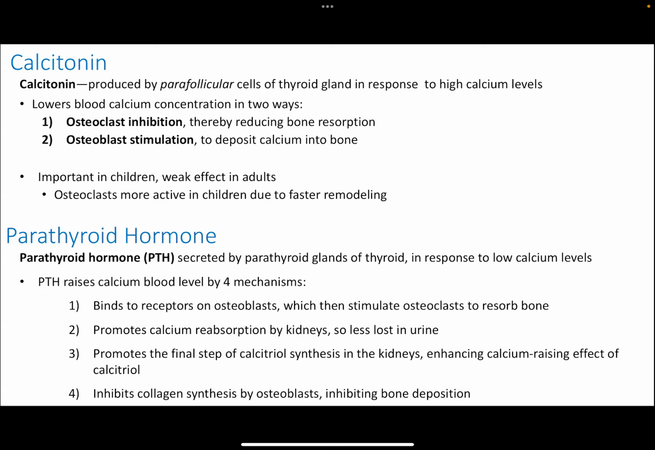PTH also promotes that final step of calcitriol synthesis in the kidneys, which will increase the calcium raising effect of calcitriol. And finally, PTH can inhibit collagen synthesis by osteoblasts, which will inhibit bone deposition, which in turn, of course, means that you're not putting as much calcium into the bone. So it's going to, in turn, raise those blood calcium levels.